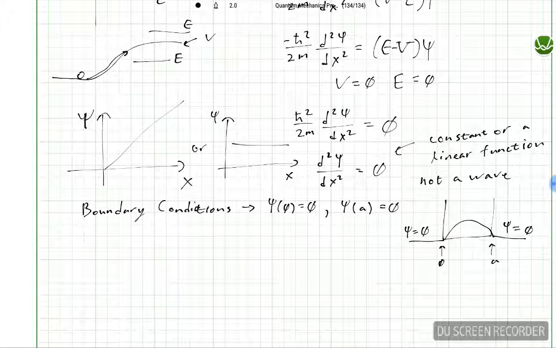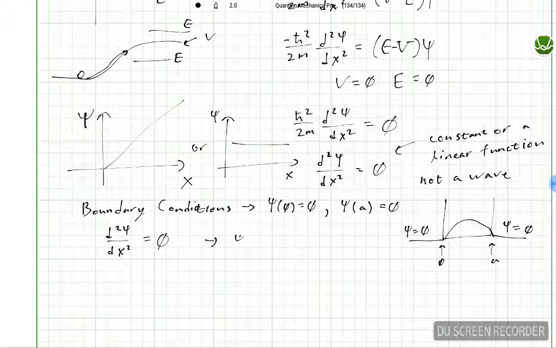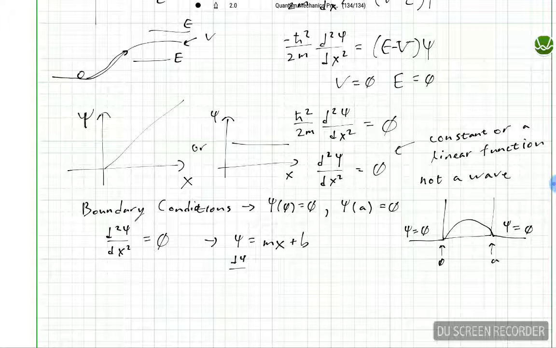That means that inside the well, the only way to satisfy this equals 0. Let's say psi equals a linear function, mx plus b, giving us d psi dx equal to just m, and our second derivative equal to 0. So it satisfies our differential equation.